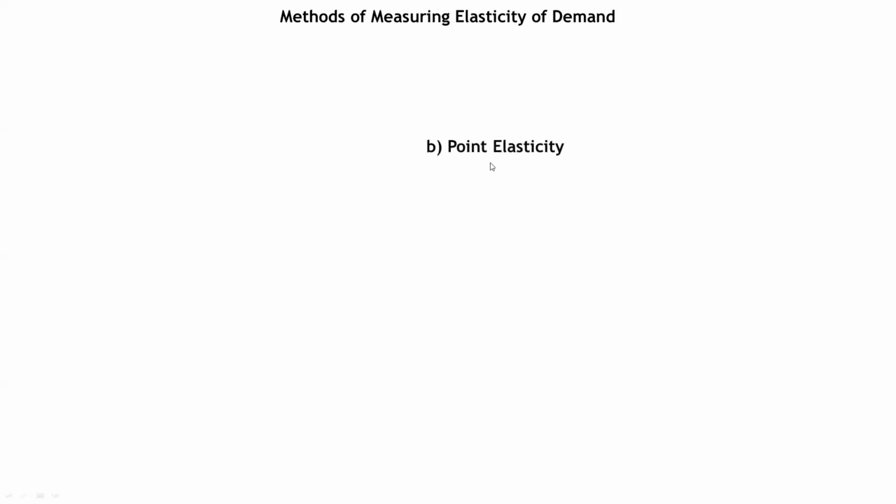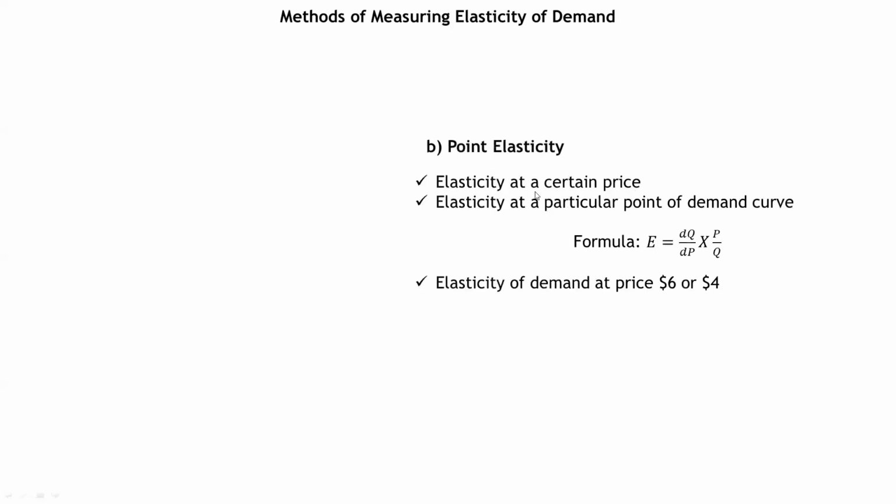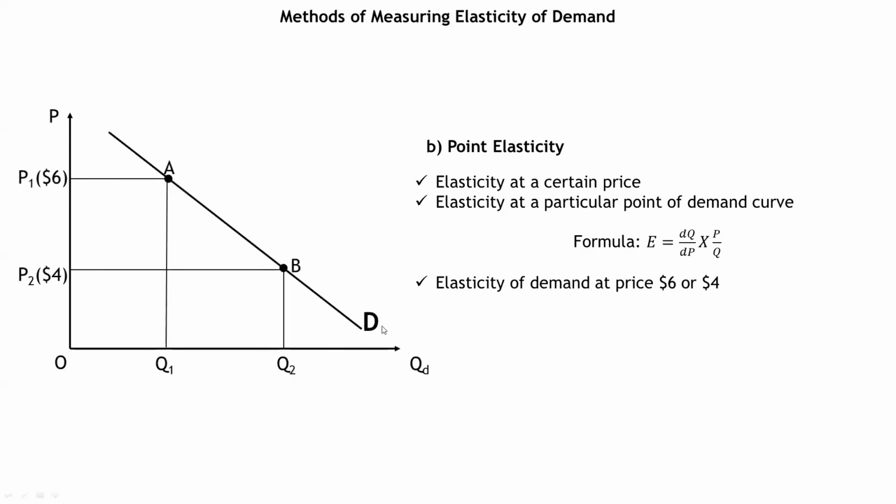Another way of measuring elasticity of demand is point elasticity. In case of point elasticity of demand, we measure elasticity at a certain price of a product. In other words, we measure elasticity at a particular point of the demand curve. In the figure, the demand curve is downward sloping, as the relationship between price and quantity demanded is negative according to the law of demand. Now, if we want to measure elasticity of demand at point A, or at price equals $6, it will be point elasticity of demand.